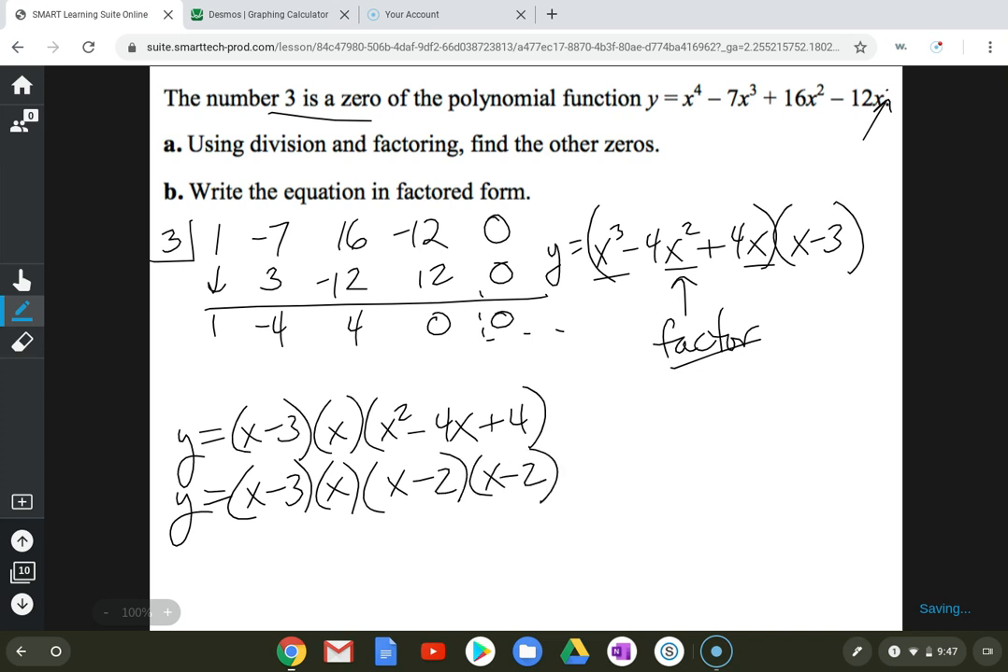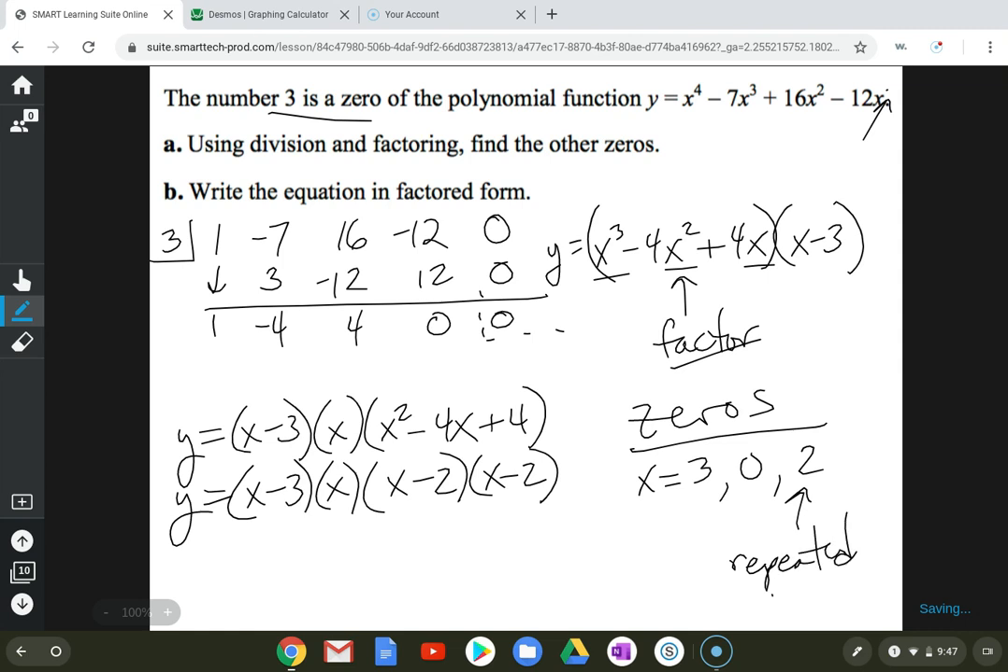All right, so our zeros are at 3, 0, and 2. And notice our 2 is a repeated root. So it has a multiplicity of 2. That's okay. And then this would be our equation in factored form.